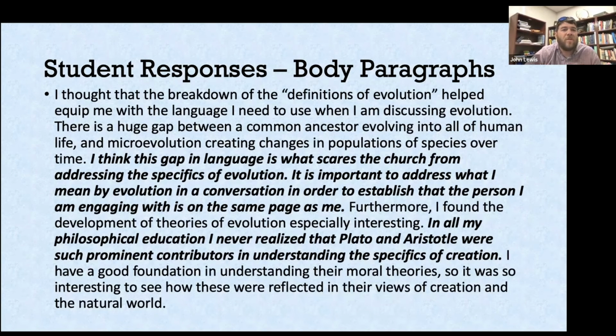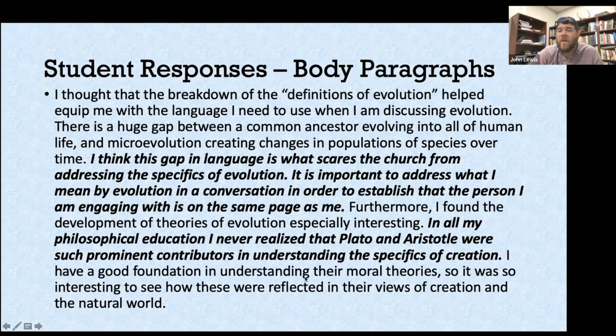Here's another good body paragraph. This was when we were talking about Harzma and Harzma's 5 definitions of evolution, and those have been used other places. They're used in the Wheaton book as well. But they were talking about the gaps in language that scares the church. And they've realized on a personal level that it's important for them to explain what they mean by evolution when they're talking to other people about it.